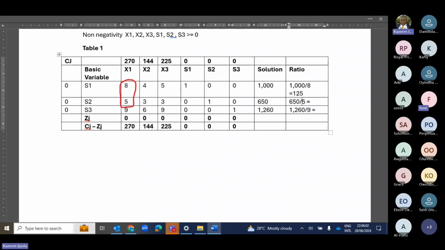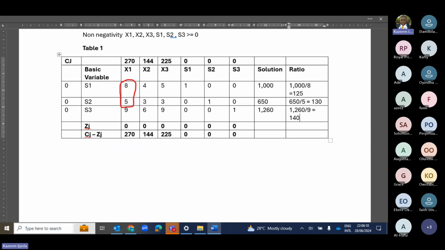I have the answer. I don't want to be calling the figures. I just want you guys to participate. This one will be 130, and this one will be 140, because I've actually solved this question myself today. So I have all the figures there.